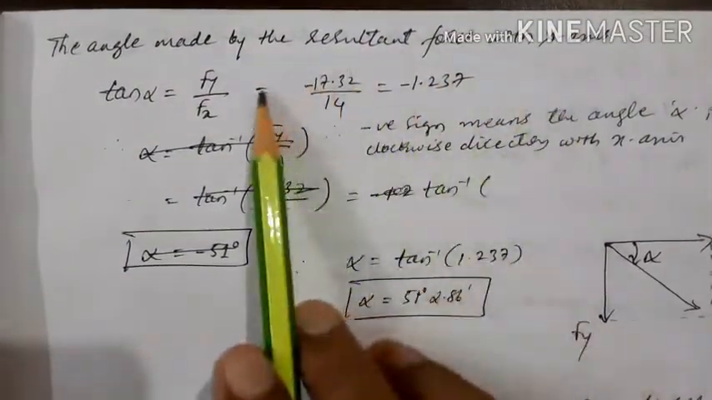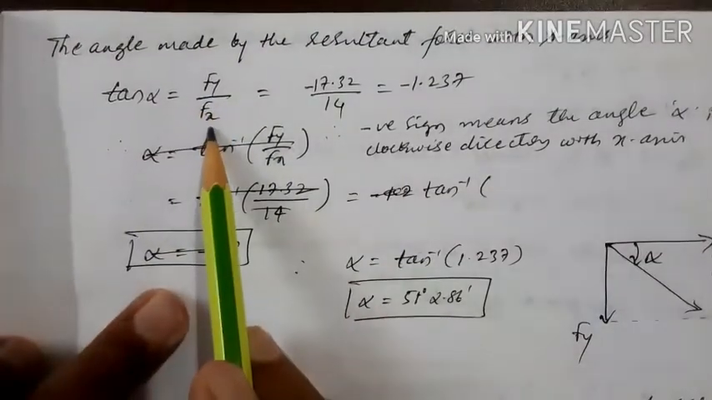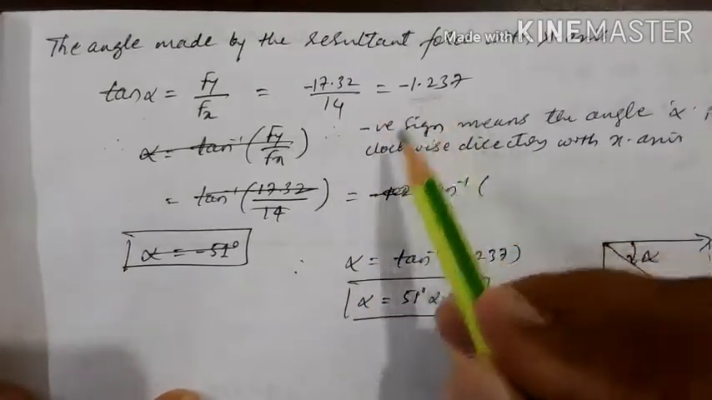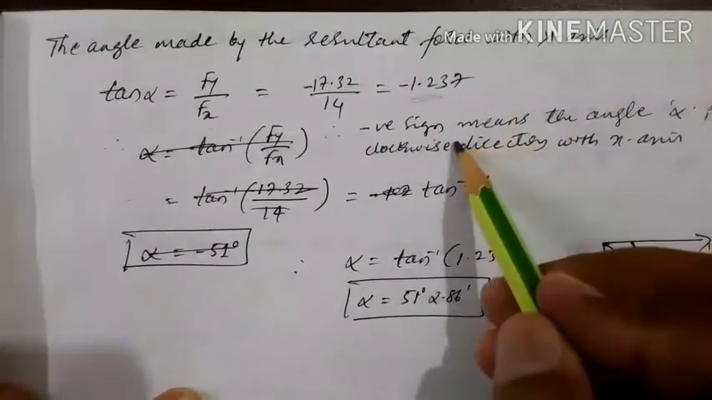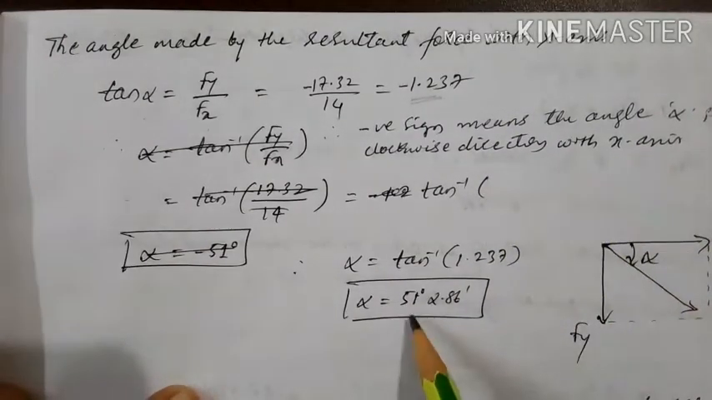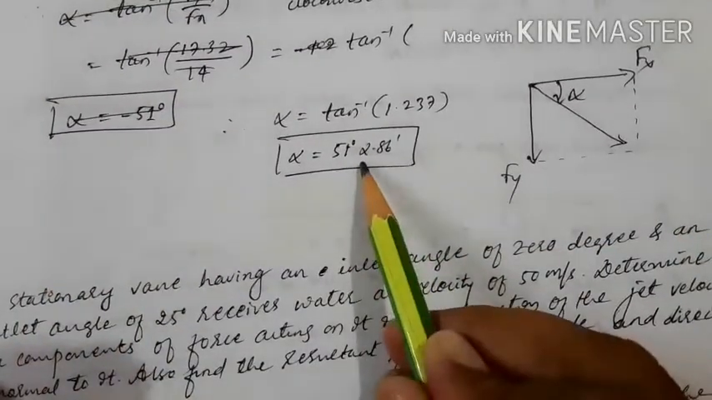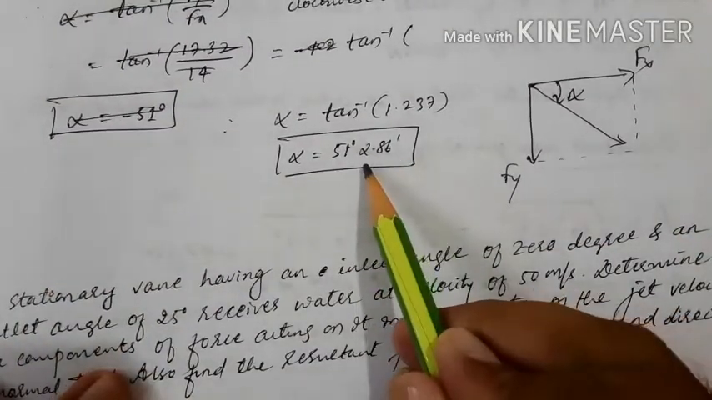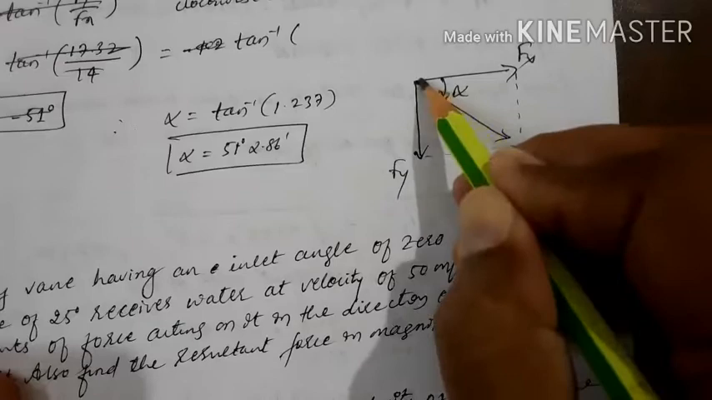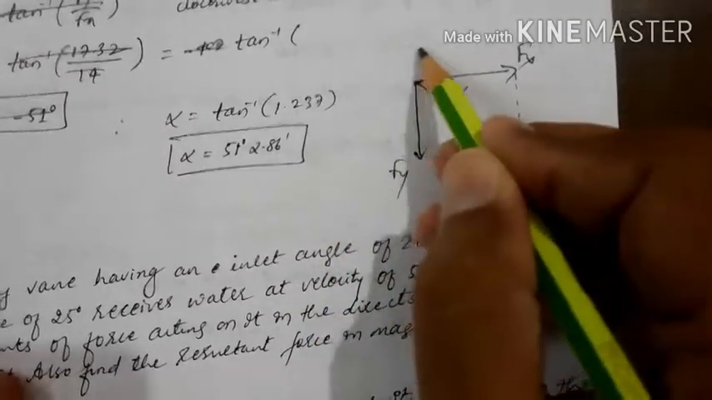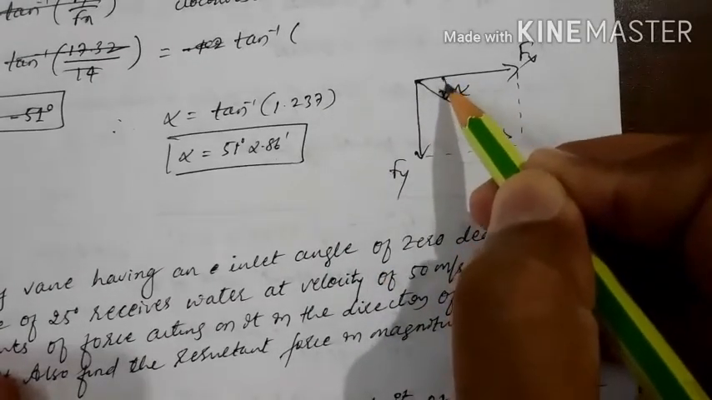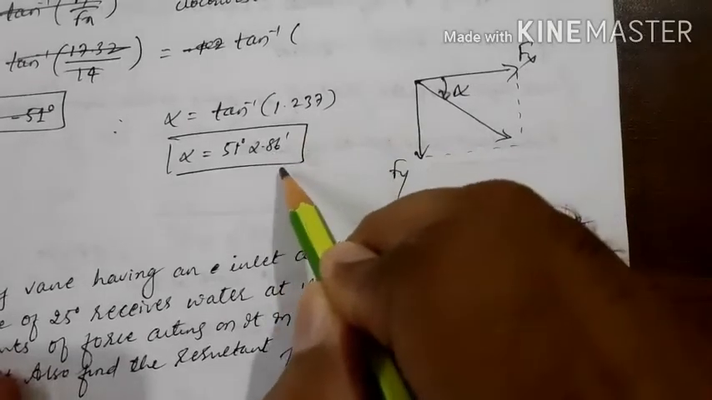The direction is the angle made by the resultant force with the x-axis. Tan alpha is Fy by Fx, so minus 17.32 divided by 14, we get tan alpha as minus 1.237. The negative sign means the angle alpha is in the clockwise direction with the x-axis. So we get alpha is 51 degrees 2.86 seconds, in the clockwise direction. Generally we measure angle in an anti-clockwise direction, but in this case the angle is to be measured in a clockwise direction, that's why we are getting a negative here.